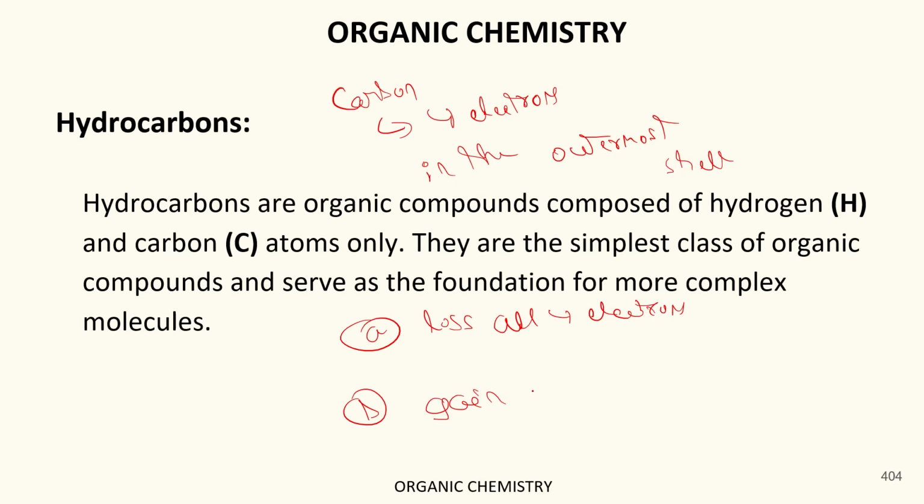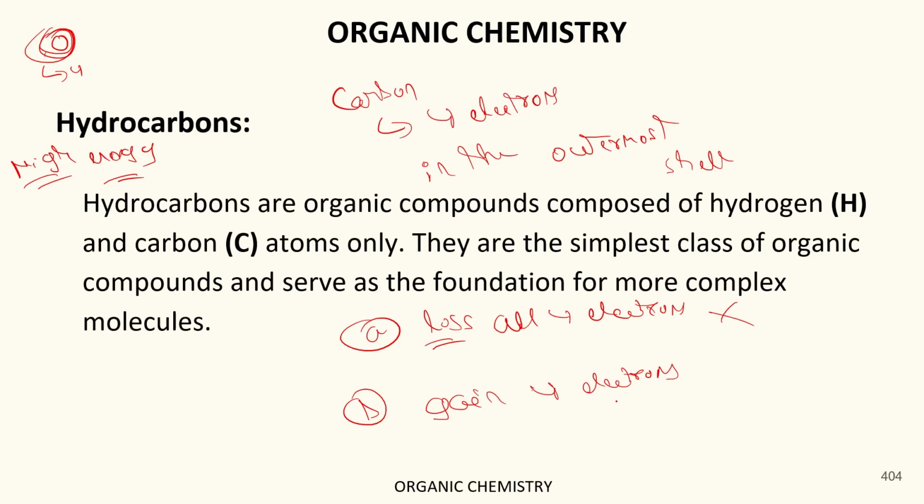Second, gain 4 electrons. Okay, in this scenario, two things happen. Suppose this is a carbon atom having 4 electrons in the outermost shell. In the first scenario, if carbon decided to lose all the 4 electrons, then what will happen? It requires high energy, and carbon could not lose 4 electrons easily. So the first scenario fails.